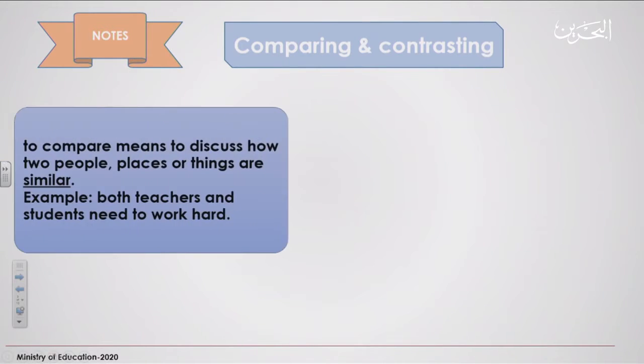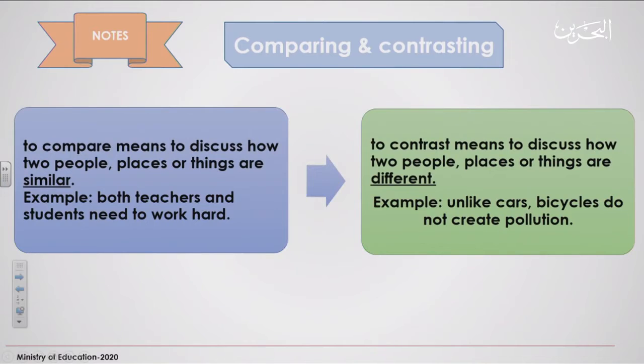Okay, let's see the definitions of comparing and contrast. Comparing. To compare means to discuss how two people, places, or things are similar. Example, both teachers and students need to work hard. So here are the similar things, whereas to contrast means to discuss how two people, places, or things are different. Example, unlike cars, bicycles do not create pollution. So here, you say the things that are the same, and here, the things that are different.